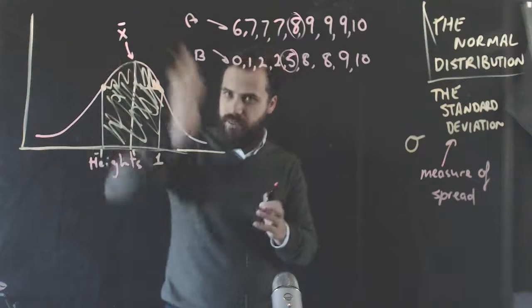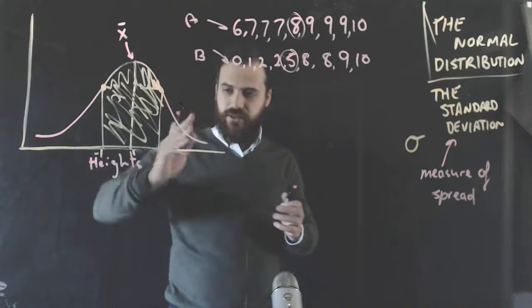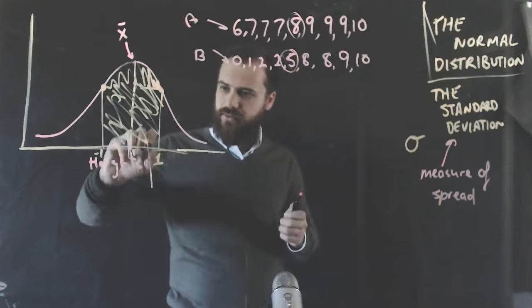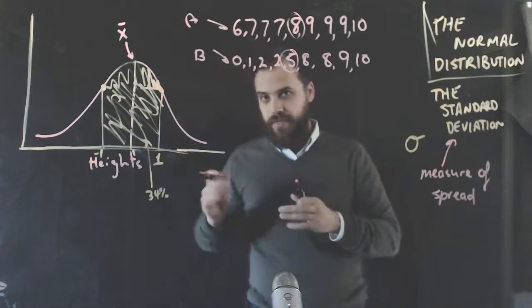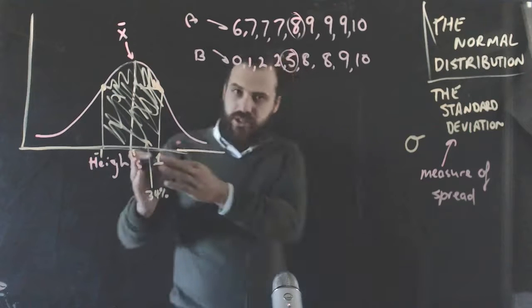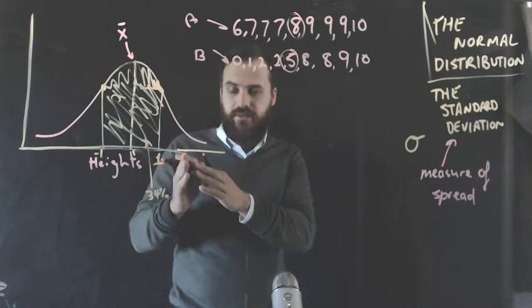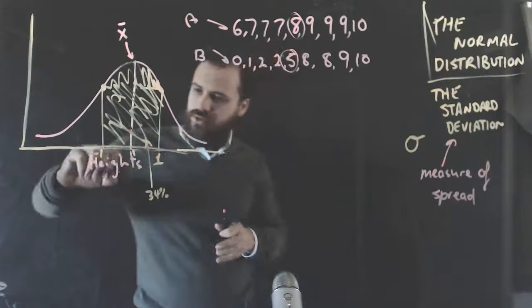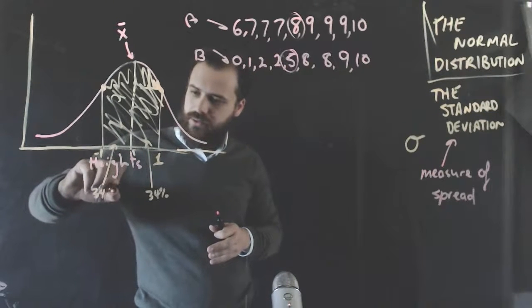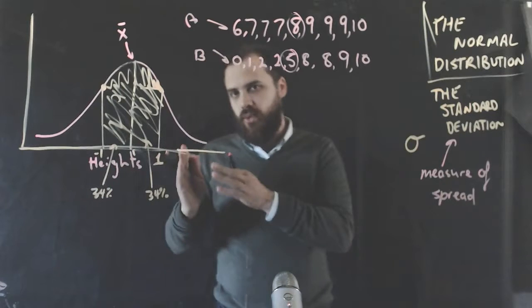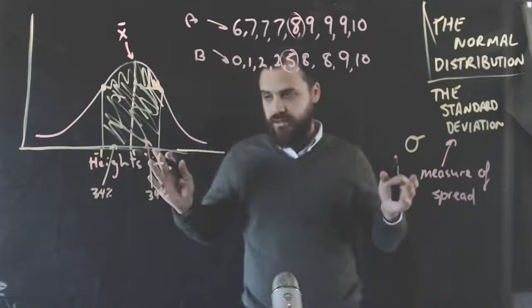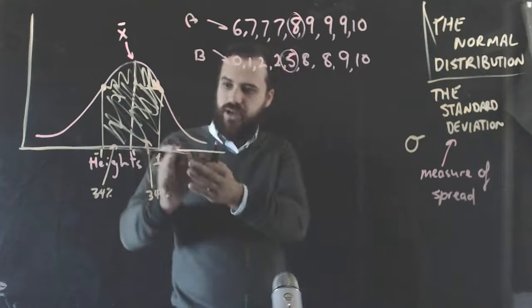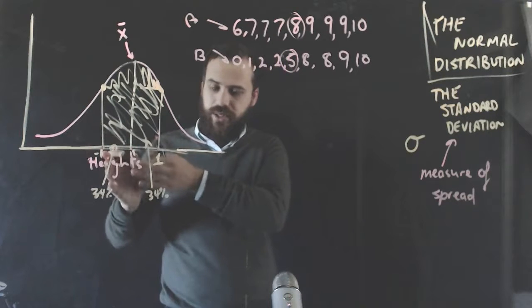Now, how many people are in that standard deviation? Well, it turns out that 34% of people are one standard deviation higher than the mean, and 34% of people are one standard deviation lower than the mean. This never changes. One standard deviation higher, one standard deviation lower.